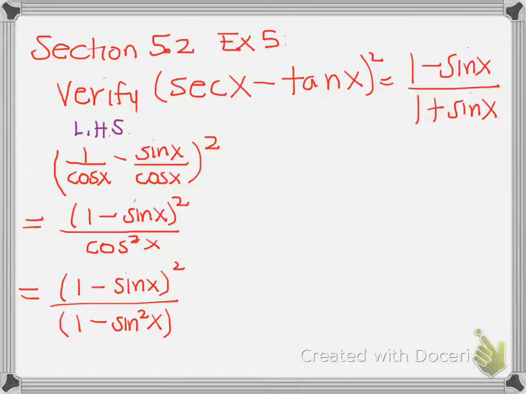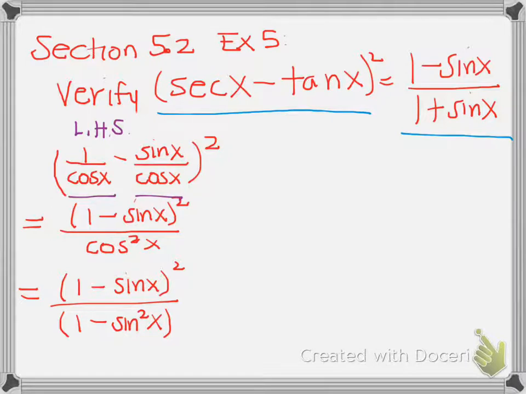Okay, so we had to verify that the quantity secant x minus tan x squared equals 1 minus sine x over 1 plus sine x. And so how we started it in the 1 o'clock session is the following. So right away, we work with the left-hand side, and then right away, we rewrote secant x and tan x in terms of sine and cosine. So once we did that, then we noticed that they had a common denominator. So that means we could bring the numerators together.